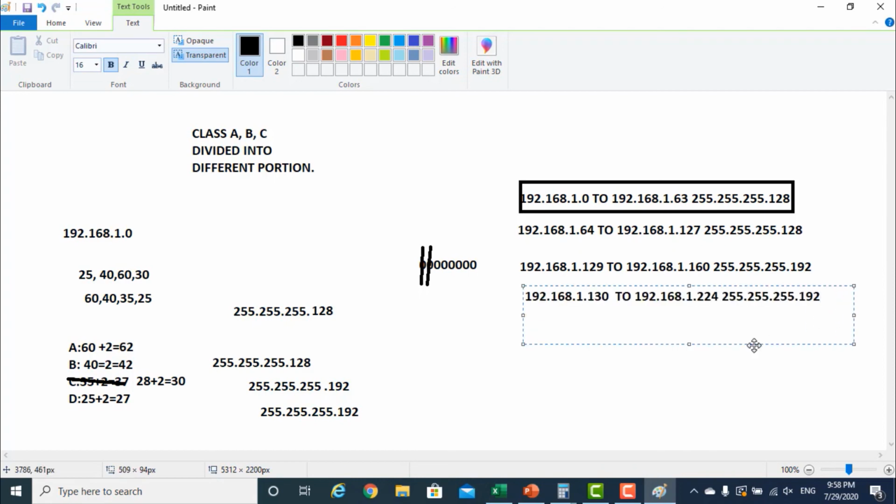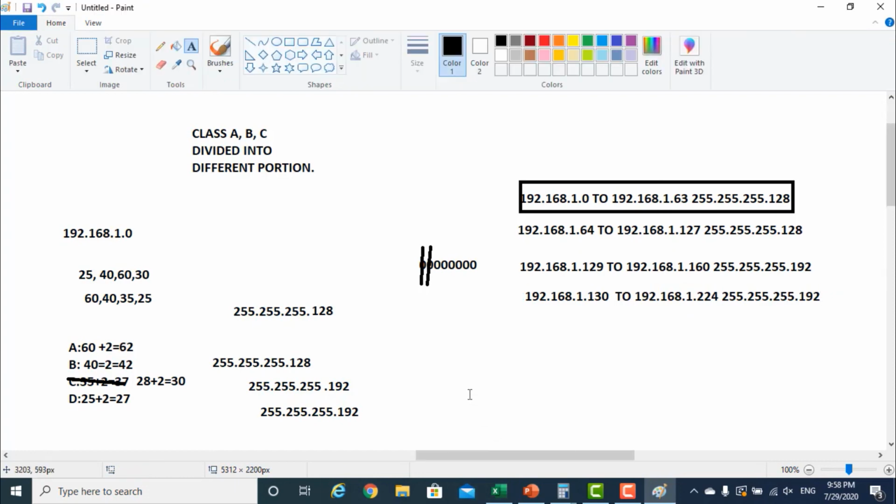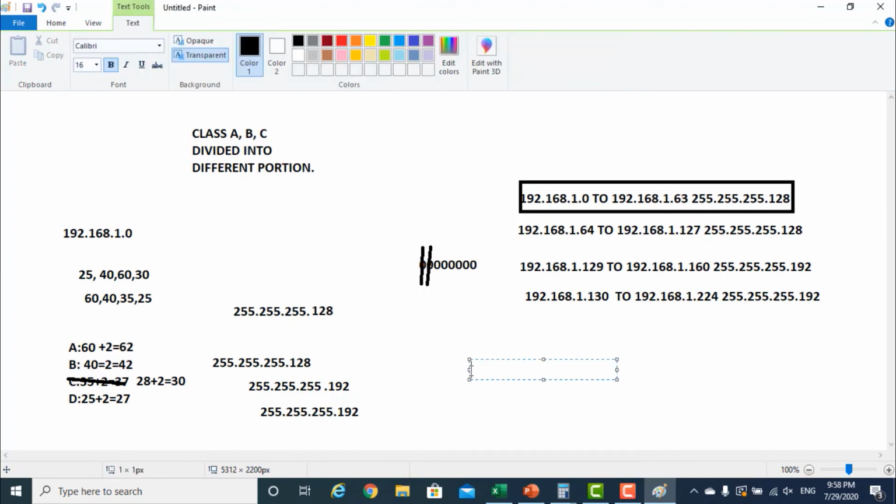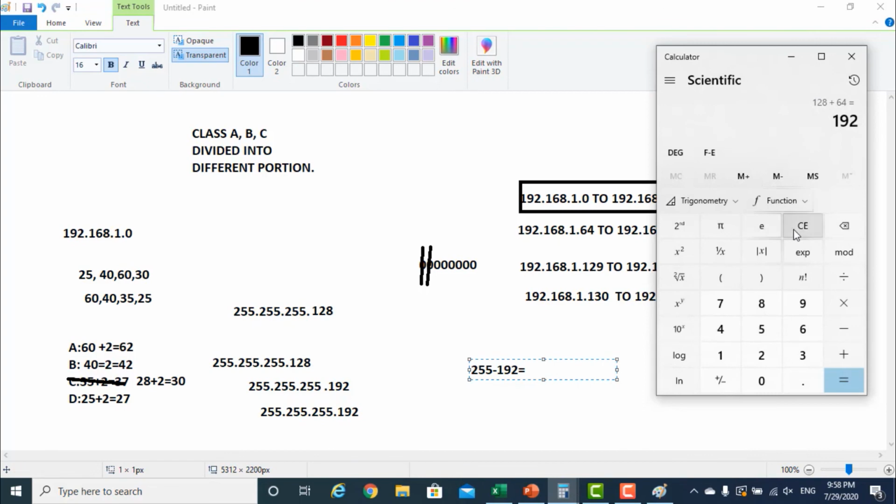So can you tell me, my whole company requirement has been done, but right now how many addresses do I still have free? Yes, the simple process is just to do a subtraction operation. 255 minus 192. Let's see how much will be the difference. So still I have this many IP addresses free.